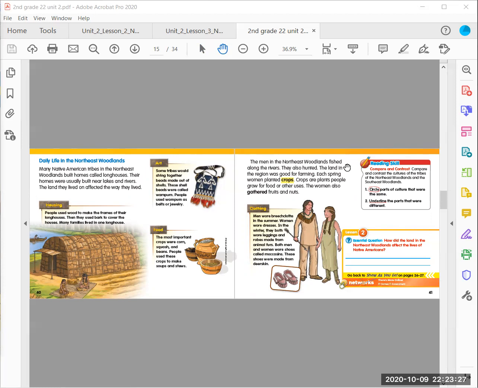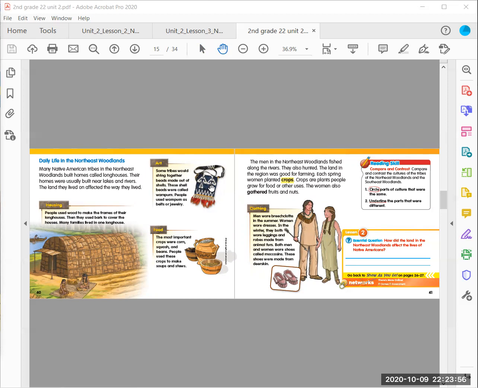Each spring, women planted crops. Crops are plants people grow for food or other uses. The women also gathered fruits and nuts. Housing. People used wood to make the frames of their longhouses. Then they used bark to cover the houses. Many families lived in one longhouse.